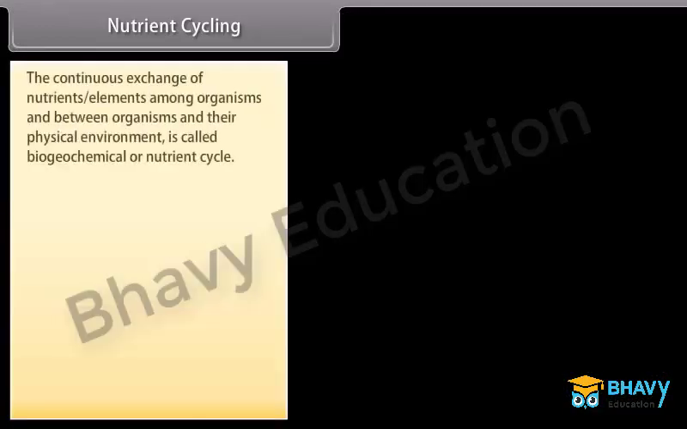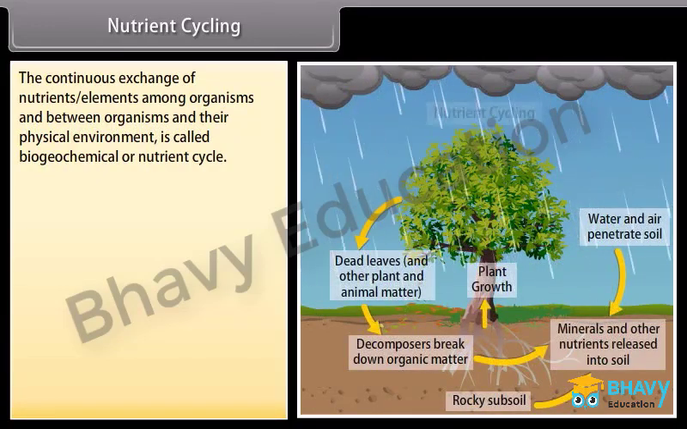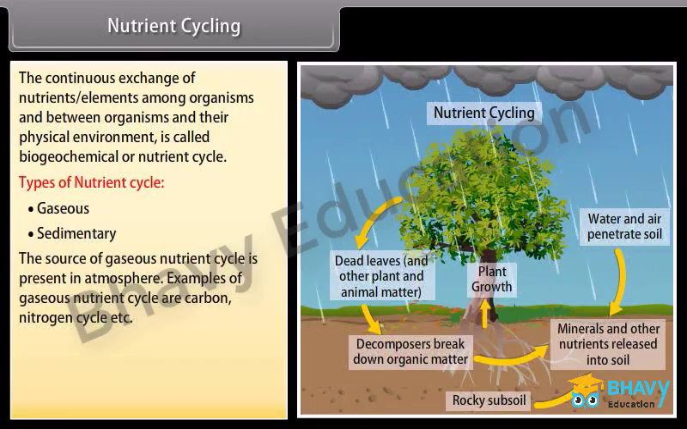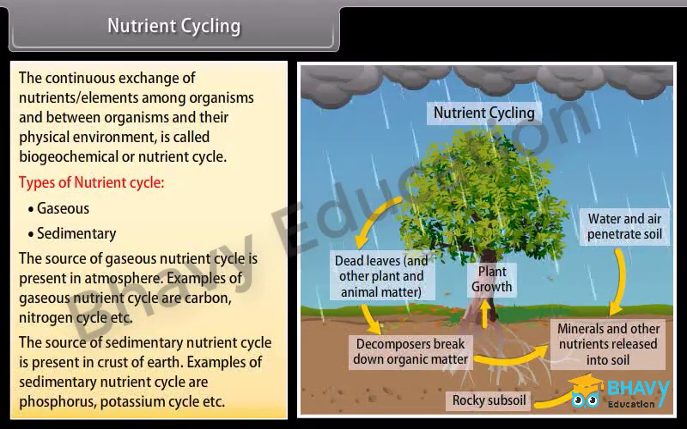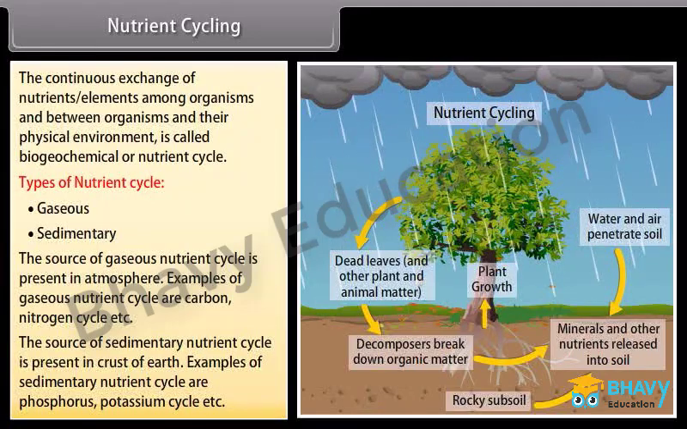Nutrient cycling: the continuous exchange of nutrients and elements among organisms and between organisms and their physical environment is called biogeochemical or nutrient cycle. Types of nutrient cycle: gaseous and sedimentary. The source of gaseous nutrient cycle is present in the atmosphere. Examples of gaseous nutrient cycle are carbon and nitrogen cycle, etc. The source of sedimentary nutrient cycle is present in the crust of earth. Examples of sedimentary nutrient cycle are phosphorus and potassium cycle, etc.